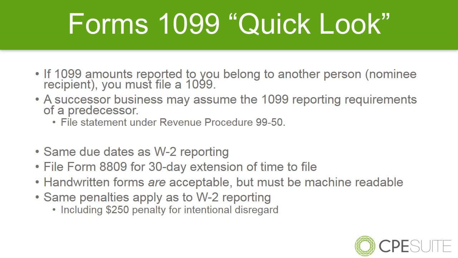Also, the same penalties that we talked about earlier that apply to W-2 reporting also apply to 1099 reporting, including the $250 penalty for intentional disregard. So if we tell one of our clients, hey, you need to file this 1099, and they choose not to, I think we have a duty to inform them that if you don't, you're going to be subject to this $250 intentional disregard penalty per 1099.